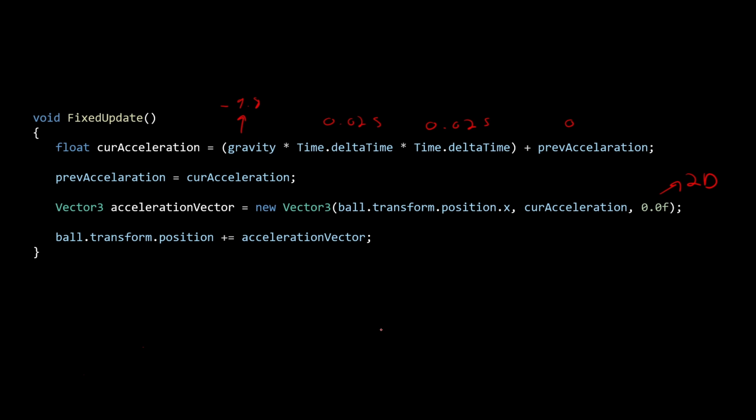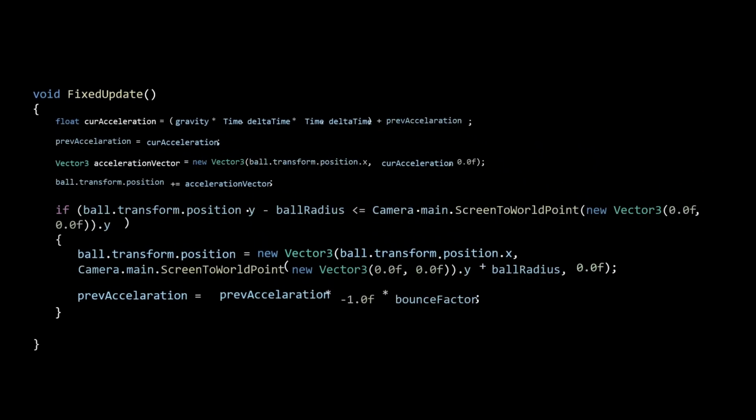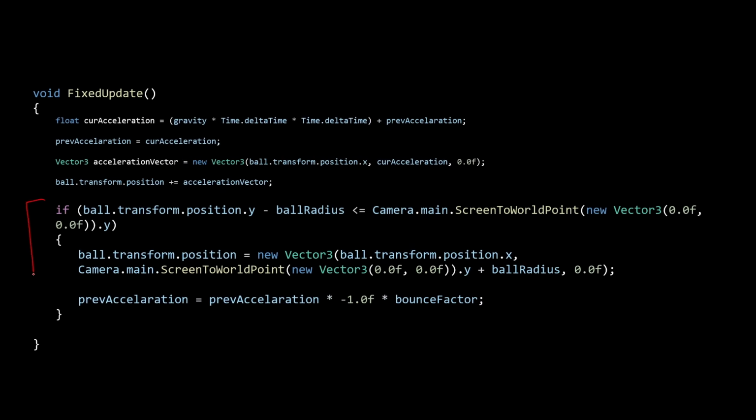That is pretty cool, but we do want to make this ball bounce. To do that, we need to add this if statement. Let's get into it. Essentially, we have this player screen, right? And we have this ball that's dropping. At some point, it might be surpassing this bottom edge of the window. And when it does, we want to move it back up right to the edge of the window.